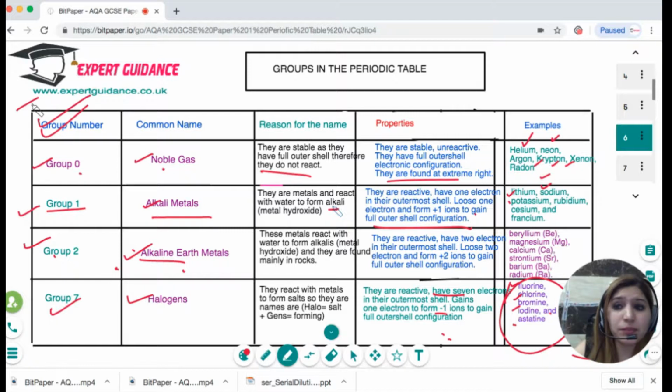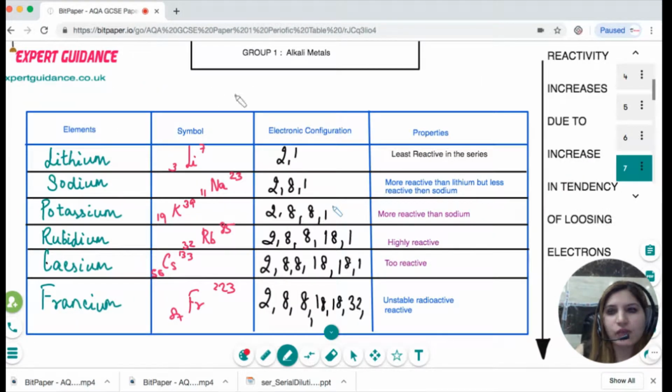This is very important. Make sure you remember the common names, which group they are in, why we call them by their names, and a few properties of them. Okay, so now let's elaborate about group 1 and group 7 a bit. When we talk about group 1, these are the elements: lithium, sodium, potassium, rubidium, cesium, and francium.